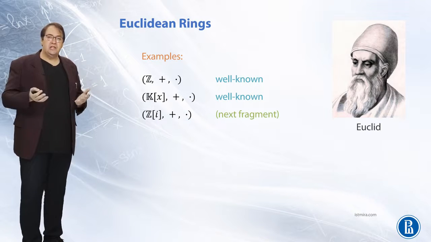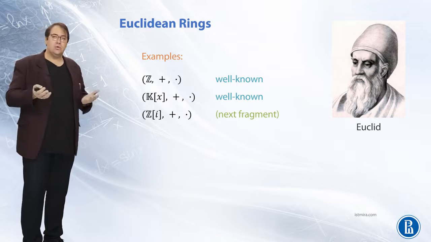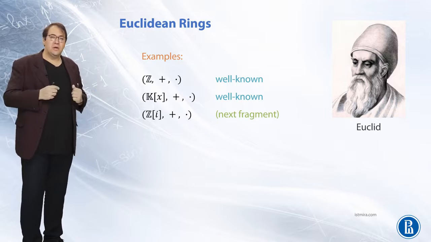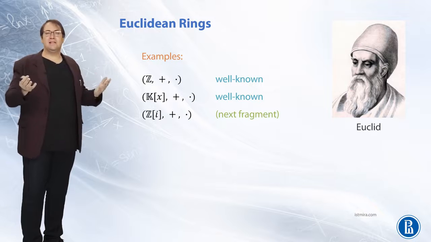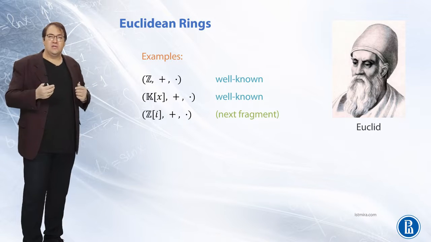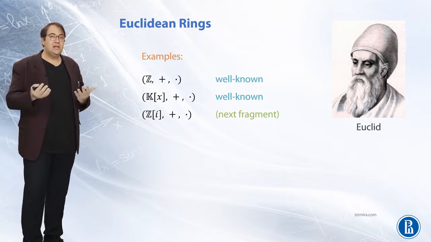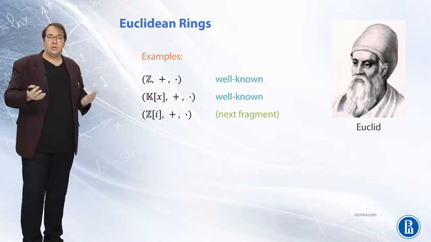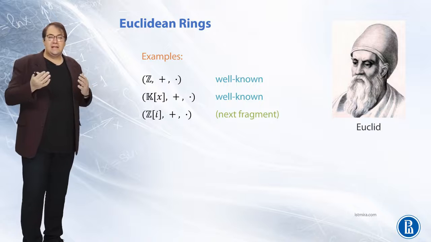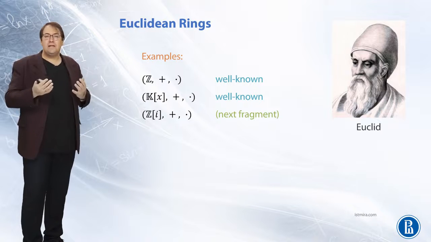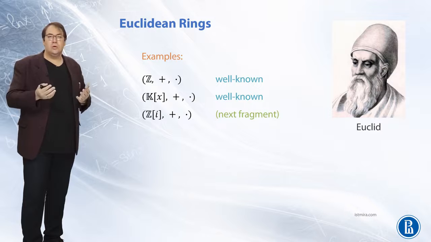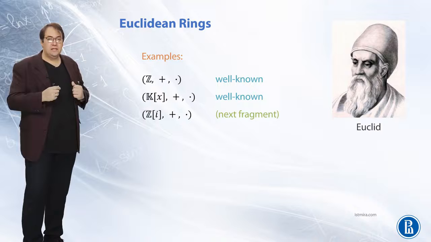Well, just the ring of integers with absolute value as the norm. It is a well-known Euclidean ring, and it is well known that there is division with remainder in the set of integers. And the ring of polynomials over a field, and the norm in this ring is the degree of a polynomial. And it is also well known that there is a division with remainder among polynomials. And the third example is the set of complex integers, or so-called Gaussian numbers. It will be discussed in the next fragment.